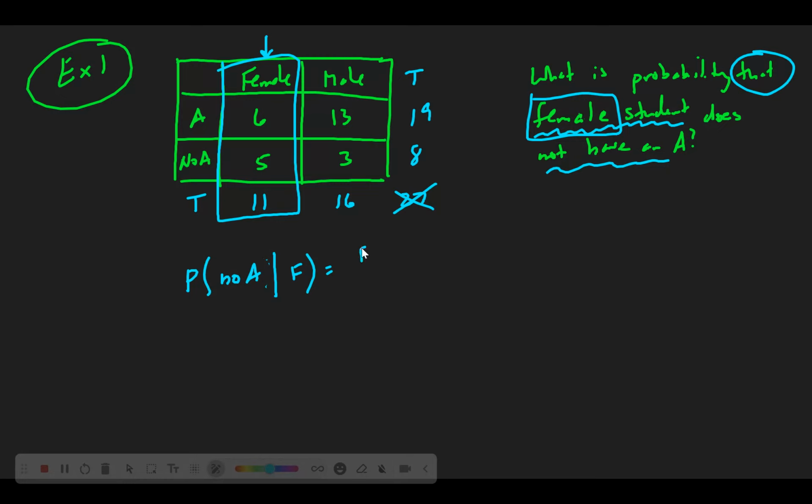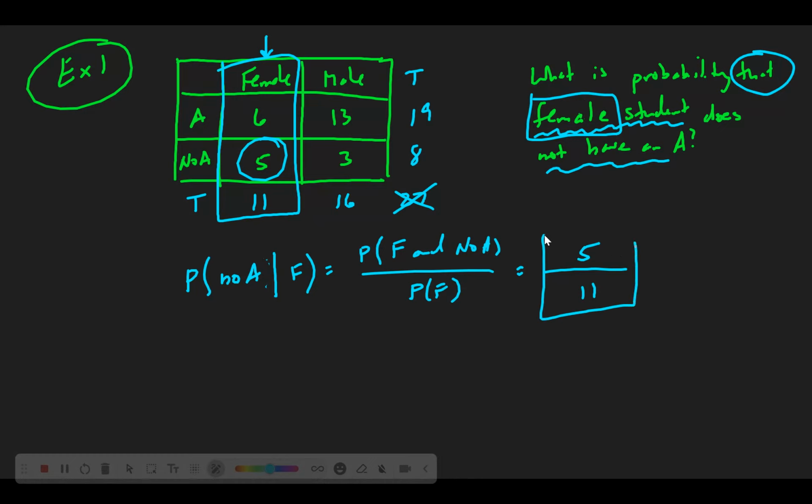That is going to be the probability of being a female and having no A over the probability of being a female. When we do these out of two-way tables, we're not really looking at the probability, we're just putting the numbers, the frequencies. So how many total females are there? There are 11 total females. Of those 11 females, how many have no A's? That's this 5. And there's your fraction, 5 out of 11. If they want a decimal, just divide them. If they want a simplified fraction, that is simplified, and you're done. So 5 out of the 11 females do not have an A.